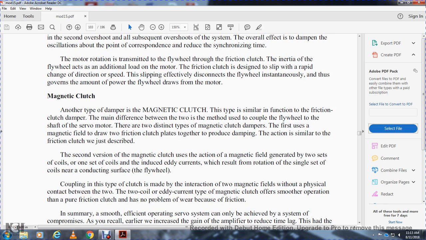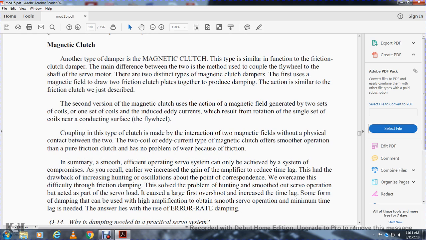Next, the magnetic clutch. Another type of damper is the magnetic clutch. This type is similar in function to the friction clutch damper. The main difference between the two is the method of coupling the flywheel to the shaft of the servo motor. There are two distinct types of magnetic clutch. The first uses a magnetic field to press two friction clutch plates together, which produces a damping action similar to the friction clutch we just described. The second version of the magnetic clutch uses the action of a magnetic field.